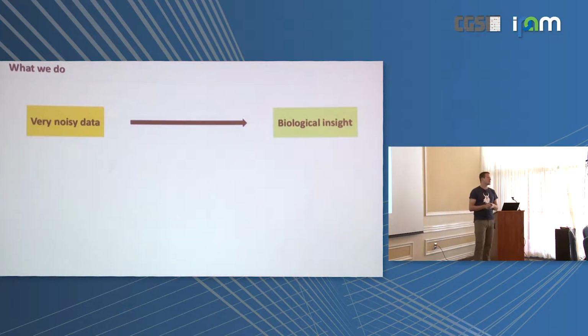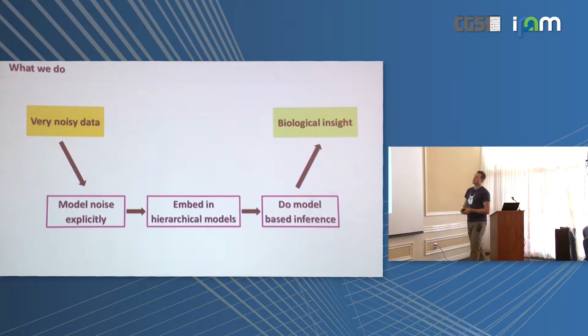There are many different ways by which you can approach this. The one we are mostly taking, but we are very open about trying other things as well, is that we try to find a way to model the noise explicitly. That is, we try to understand where the noise in our data is coming from, and try to find an explicit model for that.